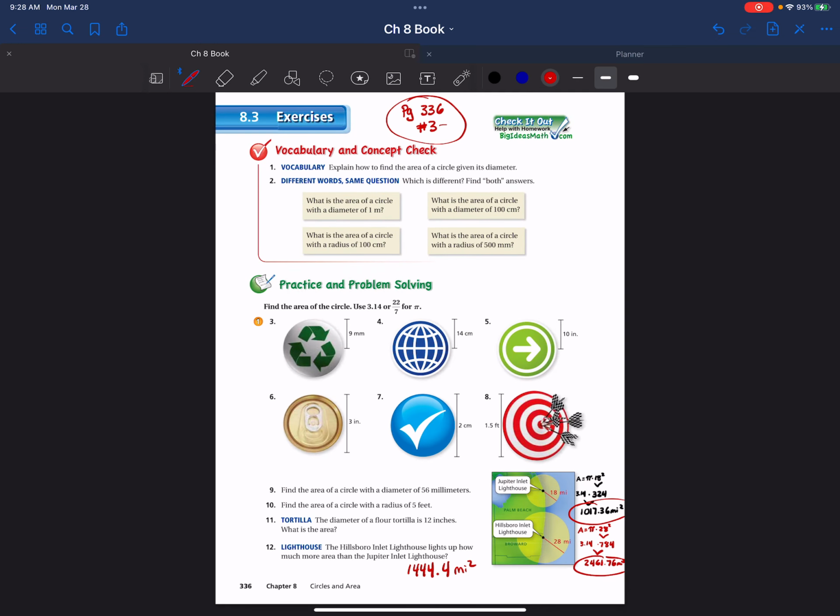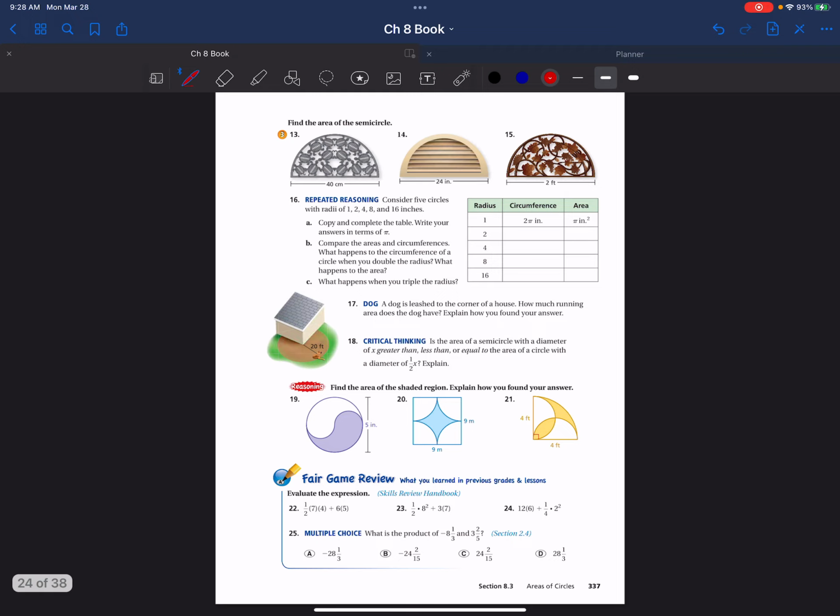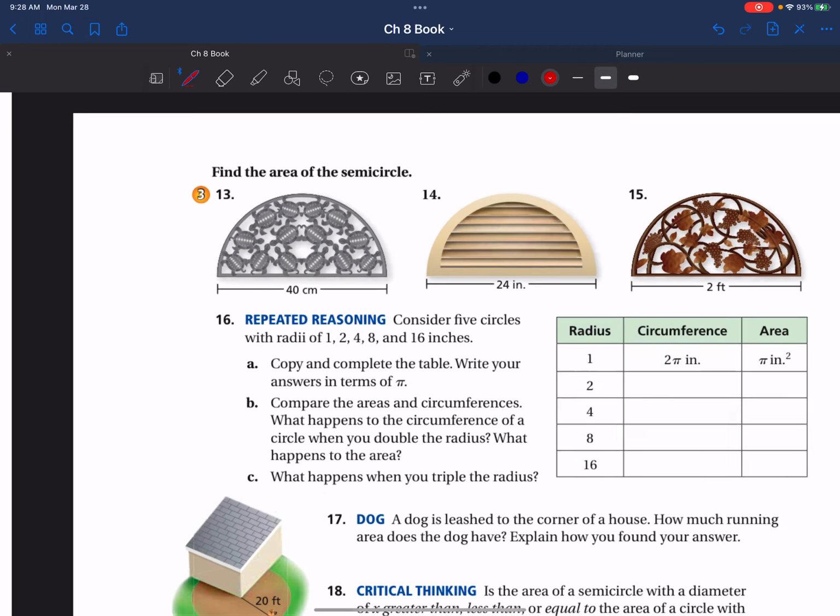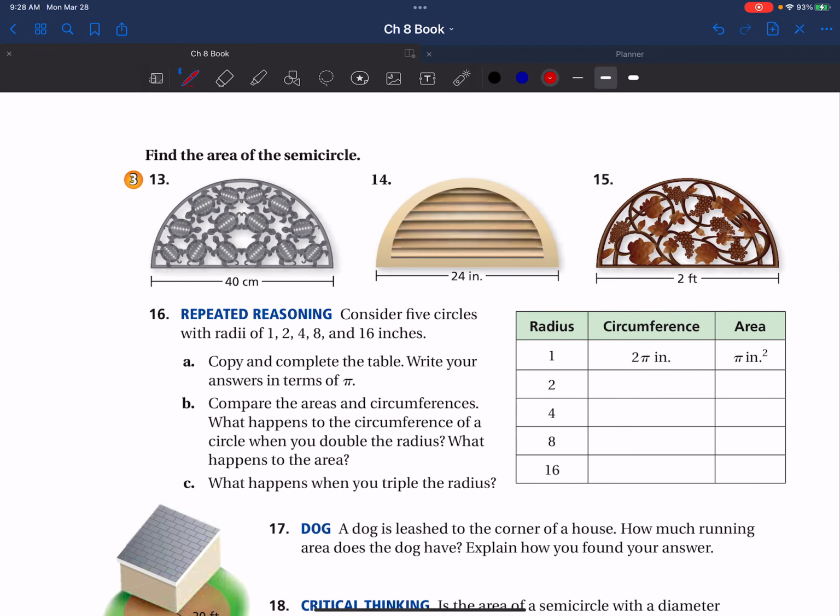All right, guys, we're almost there. We got a couple on the back page left. Find the area of the semicircles. So area of a semicircle is just like finding the area of the whole circle, but then you just divide it in half. You don't have to worry about adding a side length back because remember, we're not finding perimeter, we're finding area. So we're going to go through. We've got area equals pi times the radius squared. I want you guys to pause the video and try 13, 14, and 15 on your own.